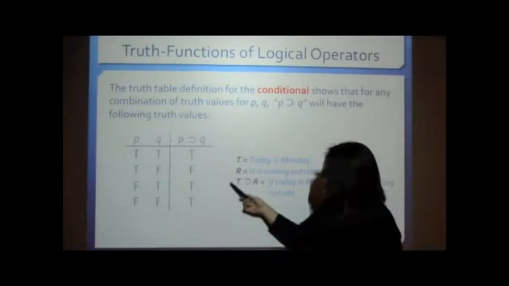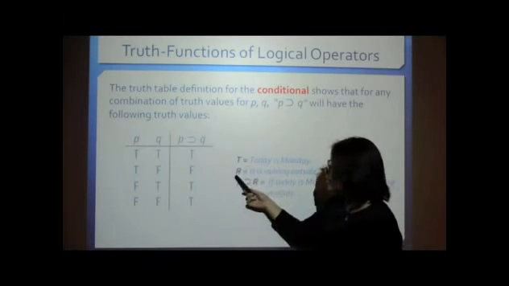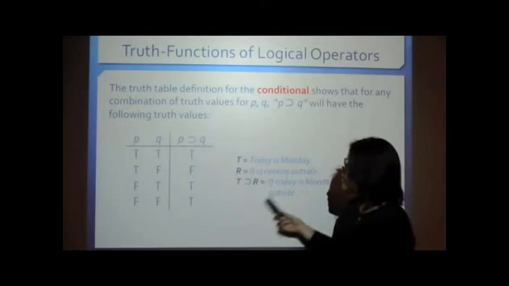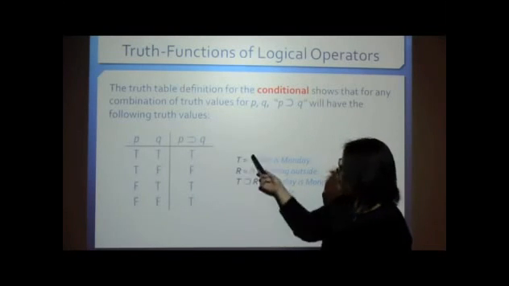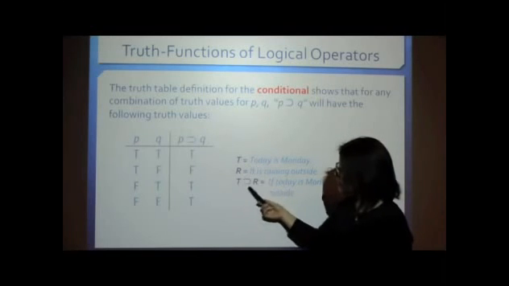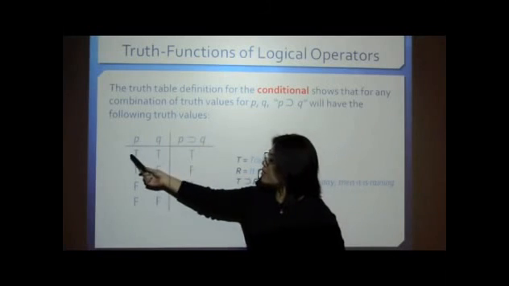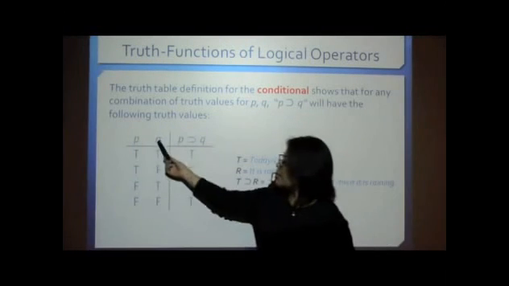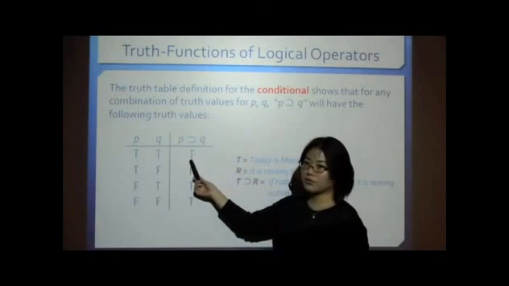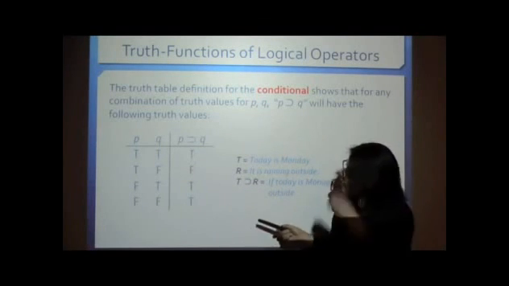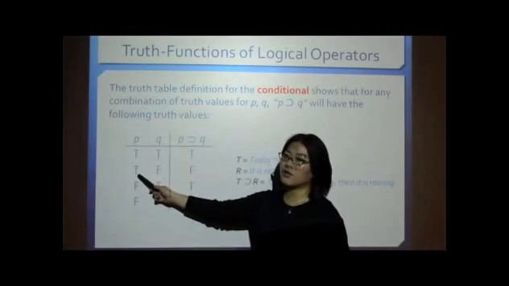So this statement is going to be true if it's true that today is Monday and it's true that it is raining outside. So if today is Monday, then it's raining outside will be true if both of its parts are true, which is given right here. So if P is true, this is P, and Q is true, this is Q, then the conditional statement will be true.